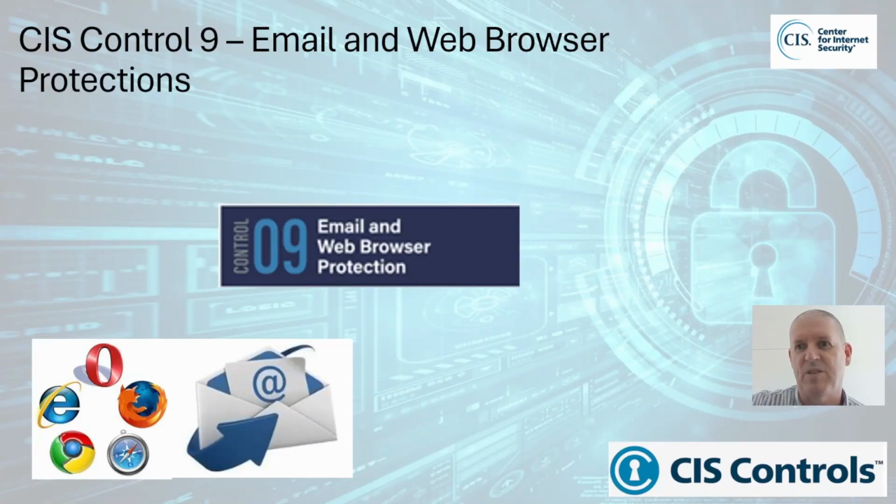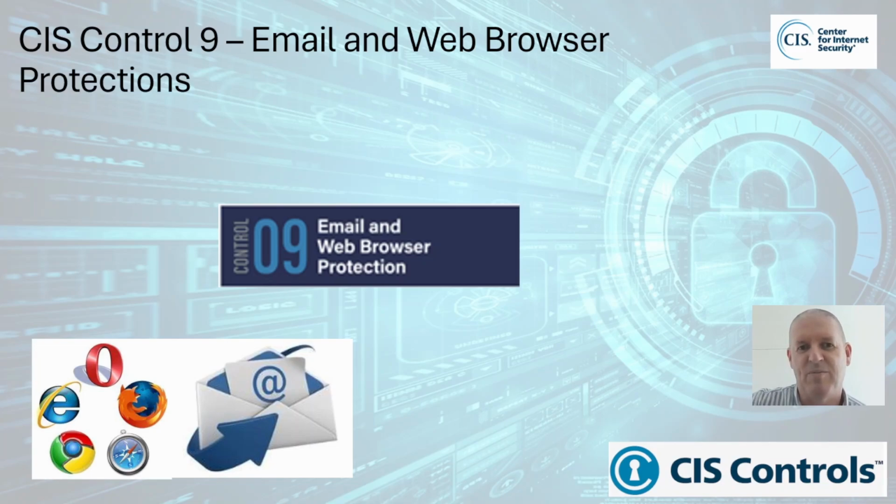In this lesson we will continue on to Control 9, Email and Web Browser Protections, and the safeguards within this control. Control 9 focuses on securing the most common entry points for cyber attacks, being email clients and web browsers. These are frequent targets for phishing, malware delivery, malicious scripts and drive-by downloads. This control aims to limit exposure to attack vectors by configuring and managing how email and web browsers handle content, downloads, scripts, and potentially dangerous sites or files.